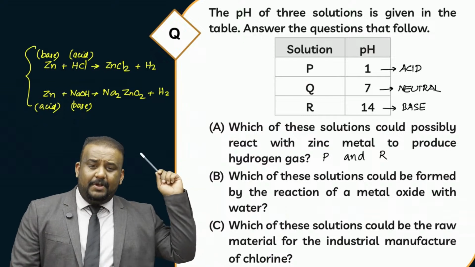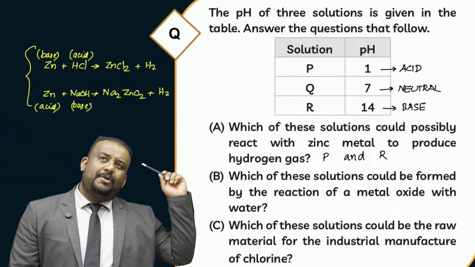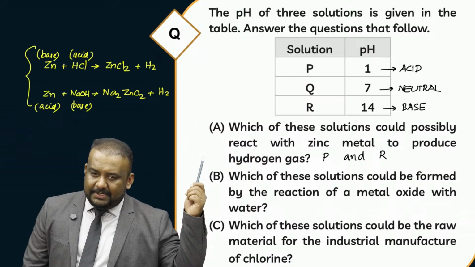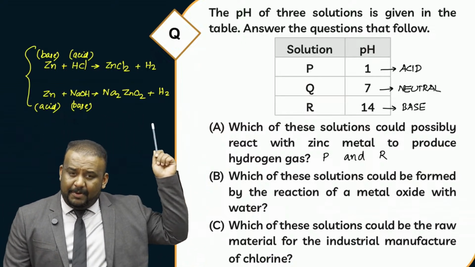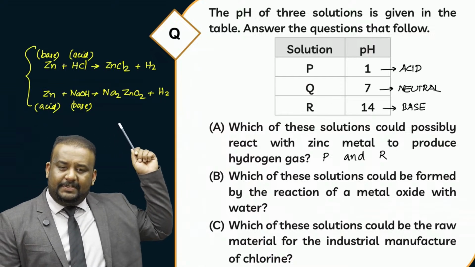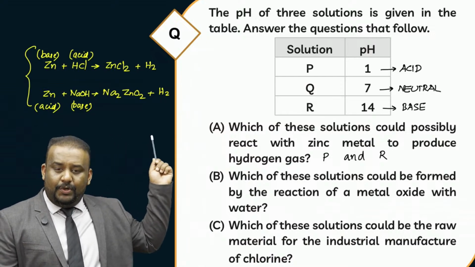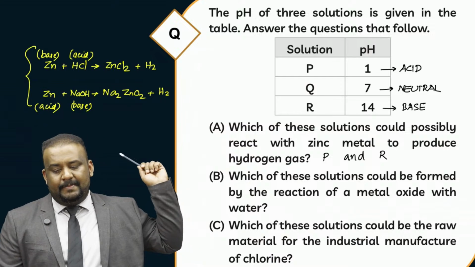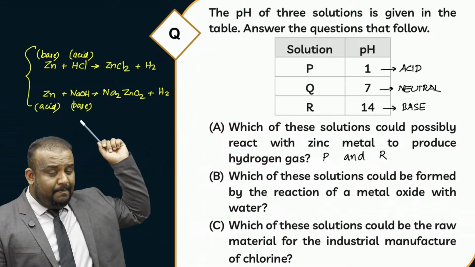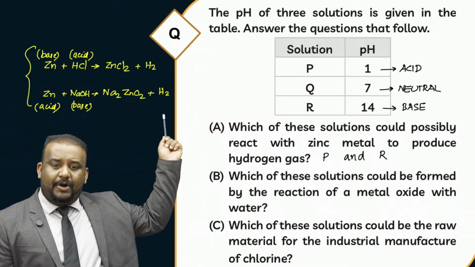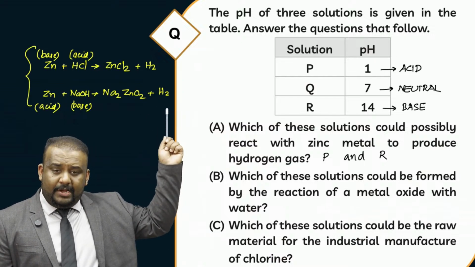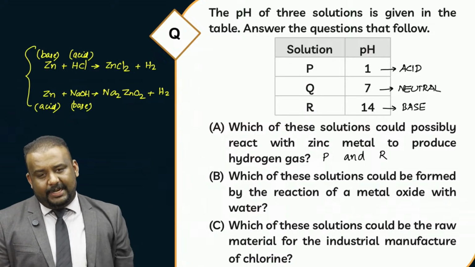They may ask the same question when a question related to aluminium comes, because aluminium also behaves the same way. If aluminium reacts with HCl, it forms aluminium chloride plus H2, and if aluminium reacts with NaOH, it will form NaAlO2, sodium aluminate, plus hydrogen. And guys, remember, this is the metal reacting with the acid and the base. If it is a metallic oxide, the product will be water instead of hydrogen. Hope it is clear.